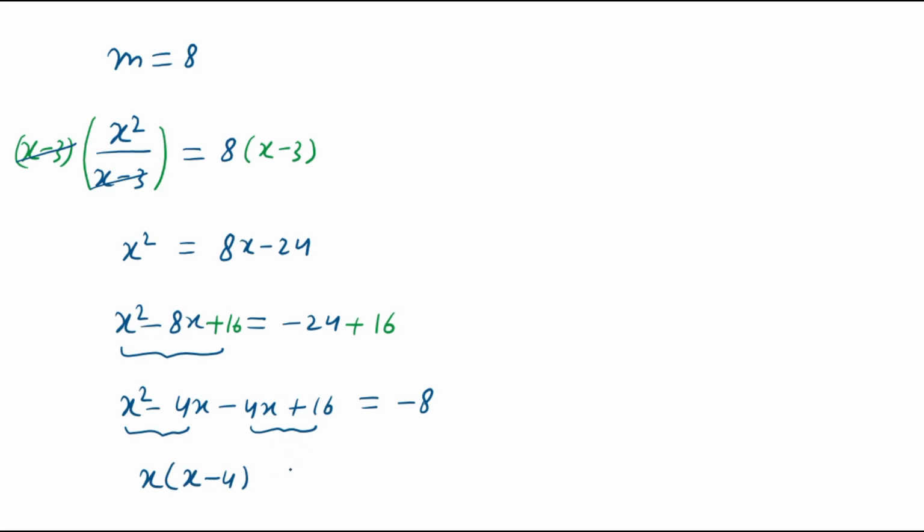Look carefully at these two terms. If we take −4 common, then −4x divided by −4 gives x, and 16 divided by −4 gives −4, and this equals −8. Here (x − 4) is common in both. If we take x − 4 common on the left hand side, we get (x − 4)(x − 4) = −8.